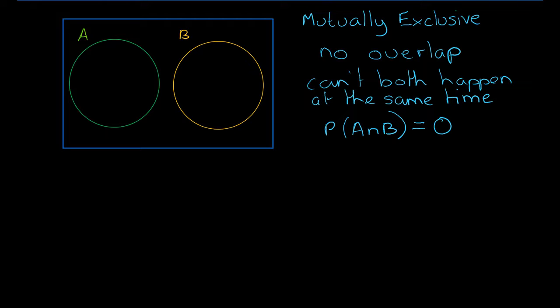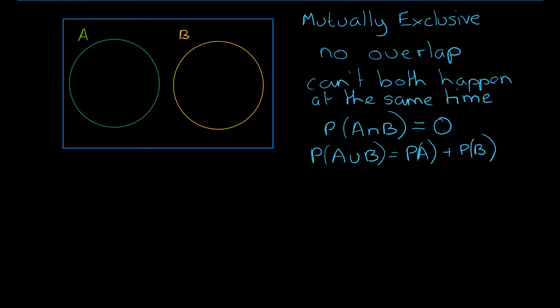And the probability of A union B will just be the probability of A plus the probability of B. Remember the formula that we had before? We had the probability of A union B was the probability of A plus the probability of B minus the probability of A and B. But if that is 0, there's no point including that.